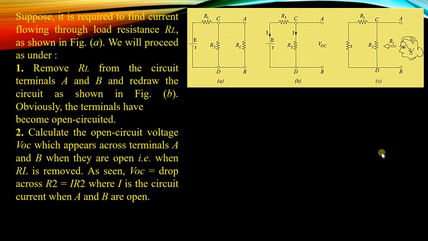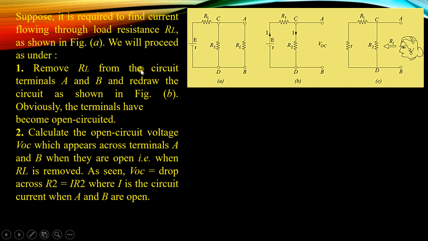So in this diagram, we re-explain how we find the load current across terminals A and B. Here we have the voltage source E and its internal resistance r, and we have the resistances R1, R2 and the load resistance.